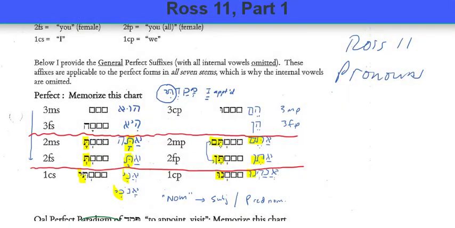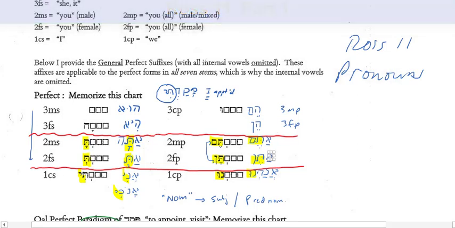Okay, let's talk about Ross chapter 11. Ross 11 has to do with what are called the pronouns. In 11.1, we're dealing with the personal pronouns. Okay? Personal pronouns. And they are referred to as independent personal pronouns. So let's talk about what those words mean.